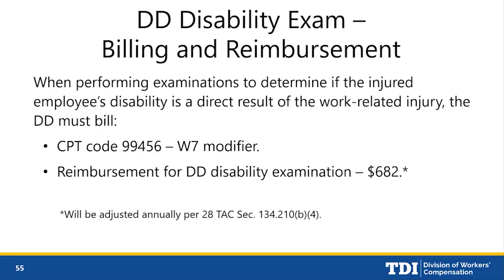And if the designated doctor conducts a disability examination, we would see 99456 with that W7 modifier. So reimbursement for the DD disability examination is $682.